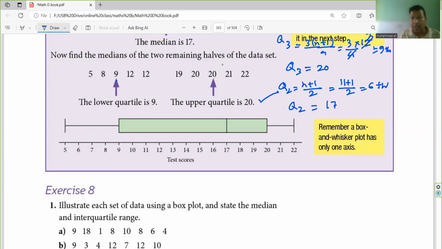Now, if we want to represent this information in a box and whisker plot, we write on the number line all these numbers. So now 9 is the lower quartile, 20 is the upper quartile, and the median is 17. So we make this box. This is our box. And what is the largest value we have? 22. What is the smallest value we have? This is 5. So in this way, we can represent all this information in the box and whisker plot.